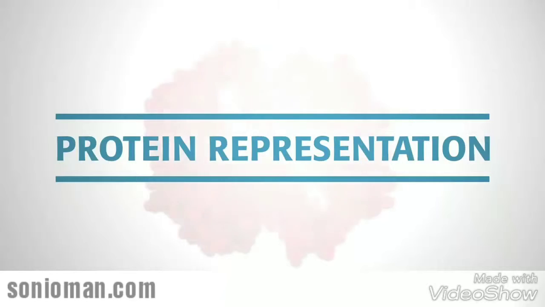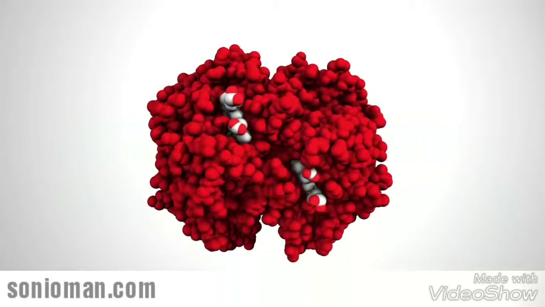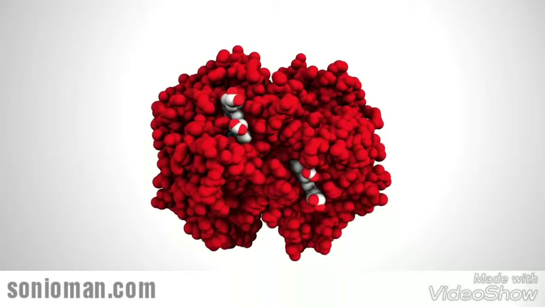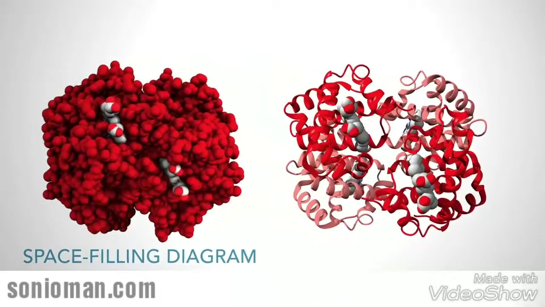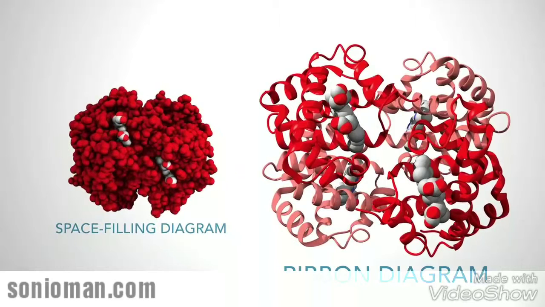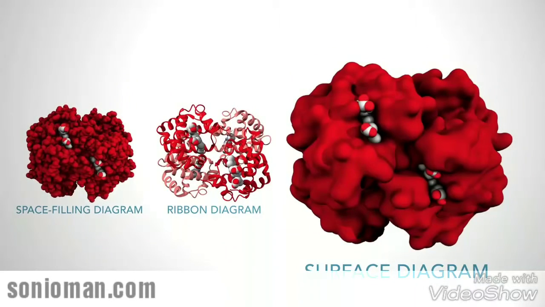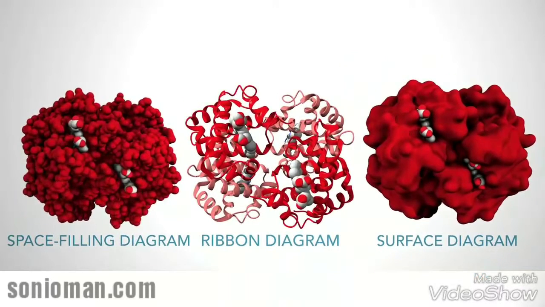Different visual representations of proteins can give us visual clues about protein structure and function. This space-filling diagram shows all of the atoms that make up this protein. This representation, called a ribbon or cartoon diagram, shows the organization of the protein backbone and highlights alpha helices. This surface representation shows the areas in the protein that are accessible to water molecules.